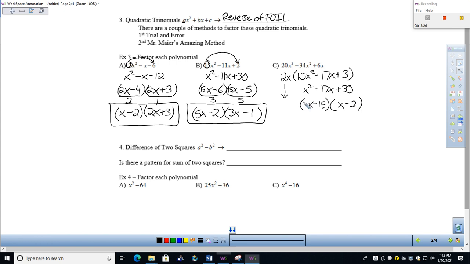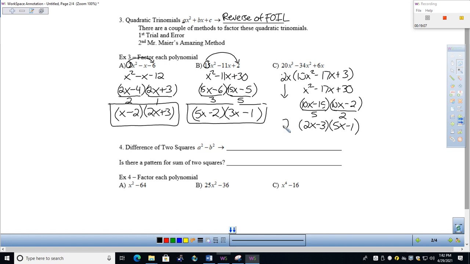As we hopefully now realize, the 10 goes back in to each spot. And then I realized I did too much there. I overcompensated for that 10. So now I'm going to divide away anything extra. So what divides into both 10 and 15? Looks like a 5. What divides into both 10 and 2? Looks like a 2. And so when I do the division here, looks like I get 2x minus 3. And it looks like I get 5x minus 1.